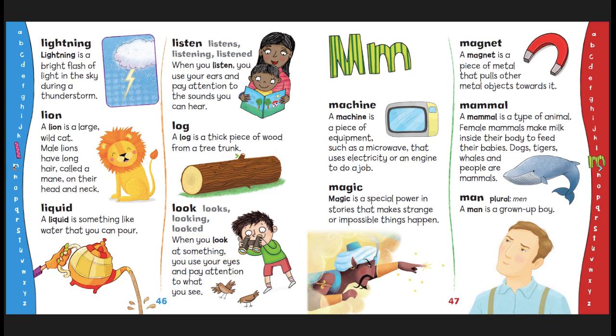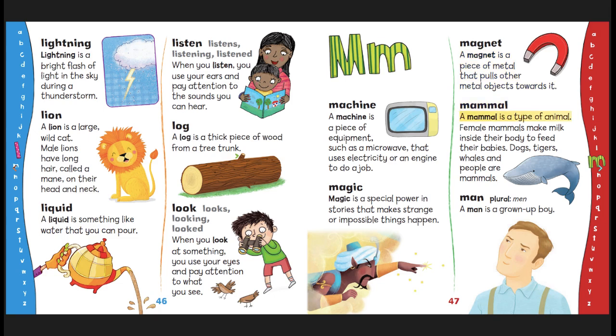M. Machine. A machine is a piece of equipment, such as a microwave, that uses electricity or an engine to do a job. Magic. Magic is a special power in stories that makes strange or impossible things happen. Magnet. A magnet is a piece of metal that pulls other metal objects towards it.